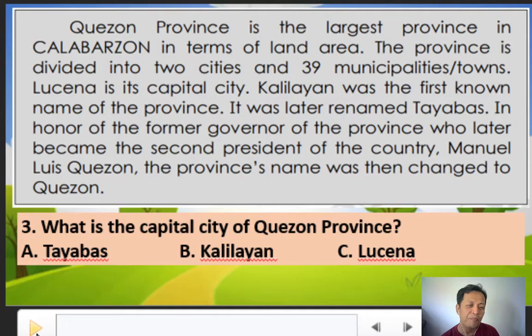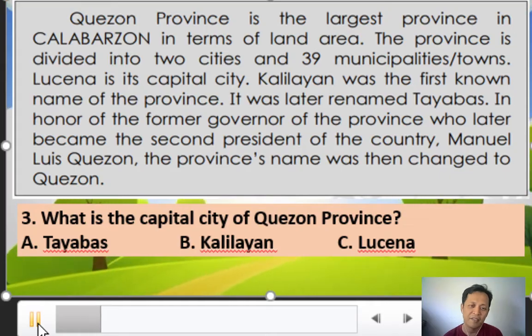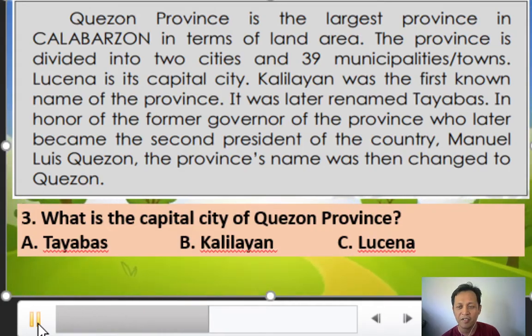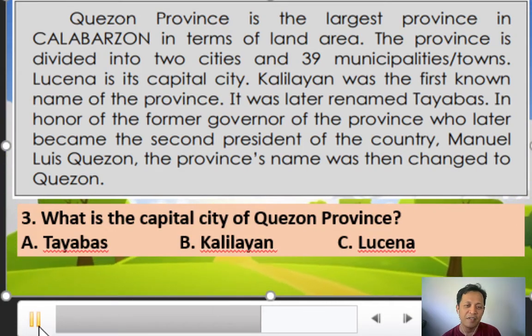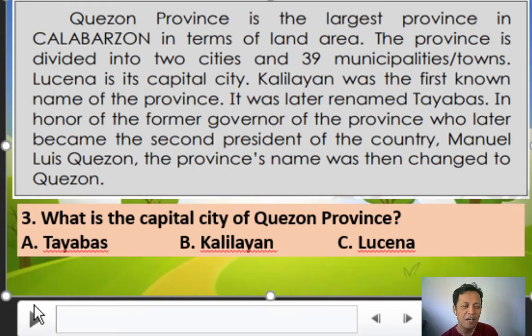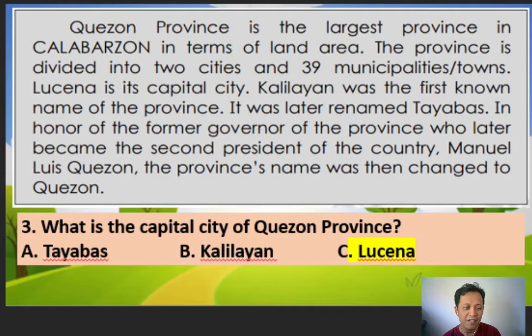Number 3. What is the capital city of Quezon Province? Is it letter A, Tayabas? Letter B, Calilayan? Or letter C, Lucena? Again, what is the capital city of Quezon Province? The correct answer is Lucena. Congratulations, you got the correct answer.